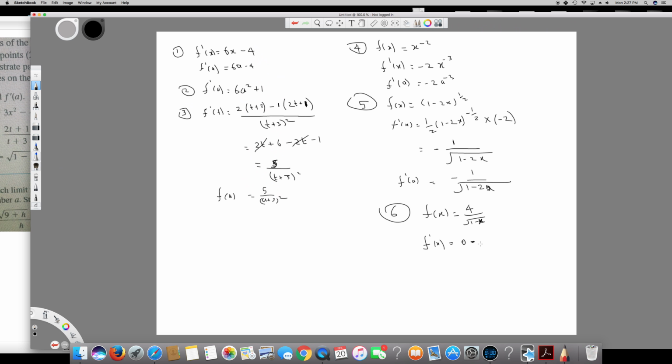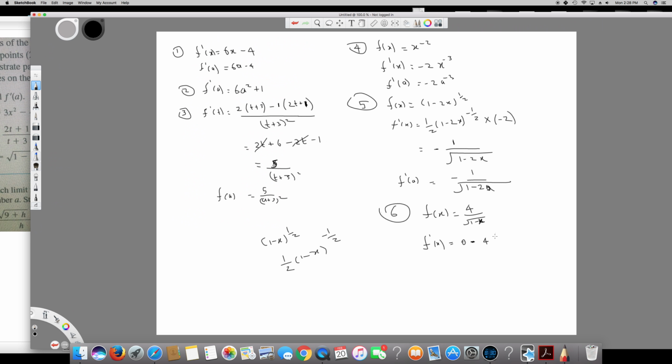In this case, to find the derivative of the bottom one, I have to use the chain rule. So it's going to be 4 times the derivative of the bottom one. First, I write the outside: 1 minus x to the power of half, the same as the bottom. To find the derivative, I find the derivative of the outside, which is half times 1 minus x to the power of minus half. And if I find the derivative of the inside, the 1 becomes 0, and minus x gives minus 1 times 1. So the only thing left is minus 1.